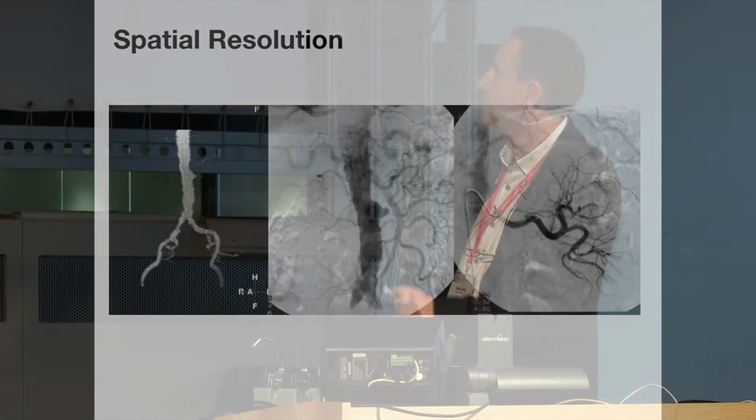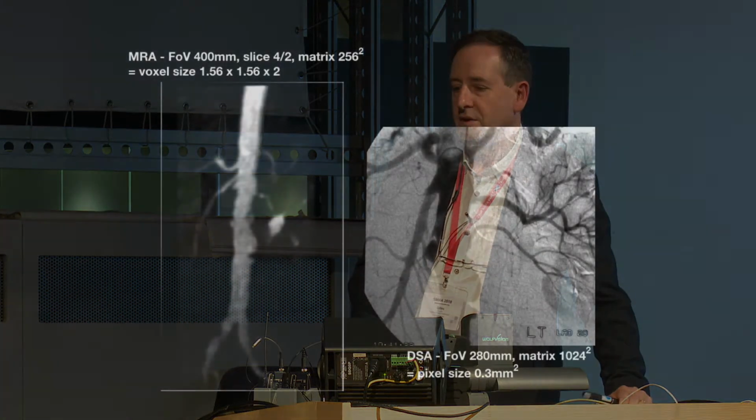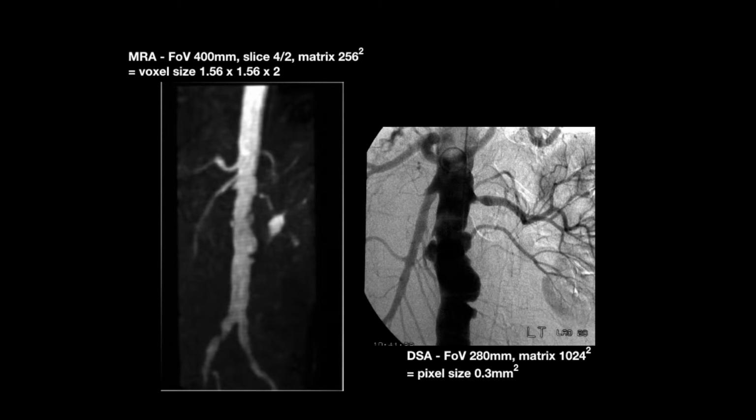So here's another one from St Elsewhere in London, sent to me, and the reason that they can't see the renal artery as well as the DSA, and there's 2 renal arteries on the DSA, is on the DSA they've got a much smaller field of view, a much higher matrix, and an in-plane pixel size of 0.3, whereas on the MRA their in-plane resolution is 1.56 by 1.56 by 2. So they're not going to have a hope in hell of competing with that.